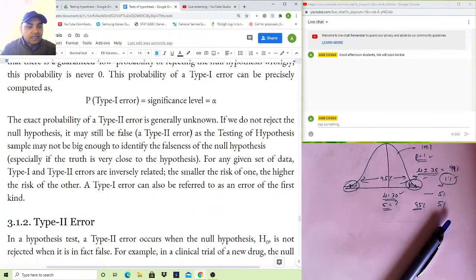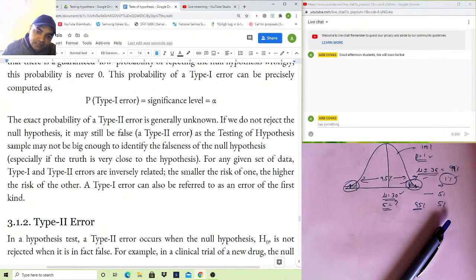Okay. The exact probability of type 2 error is generally unknown. If we do not reject the null hypothesis, it may still be false. A type 2 error occurs because the sample may not be big enough to identify the falseness of the hypothesis, especially if the truth is very close to the hypothesis. So for any given set of data, type 1 and type 2 errors are inversely related to each other.